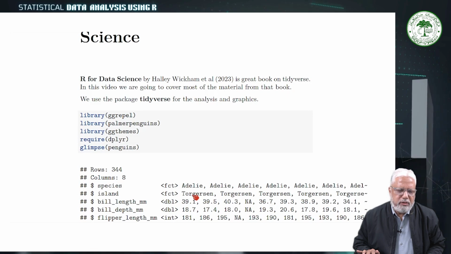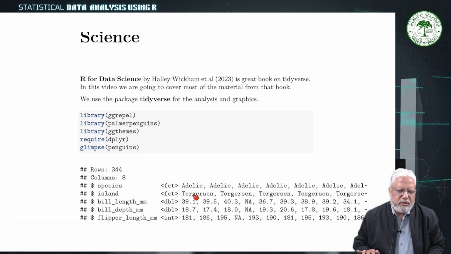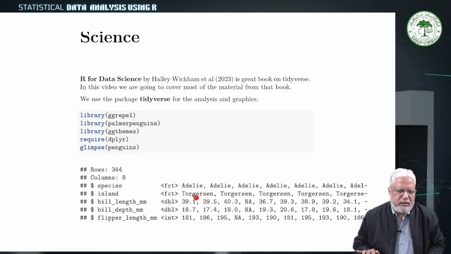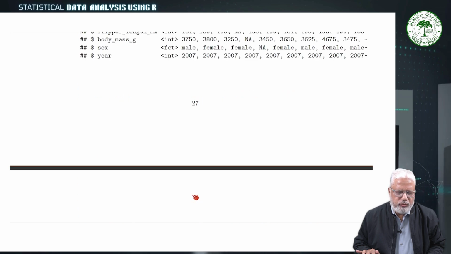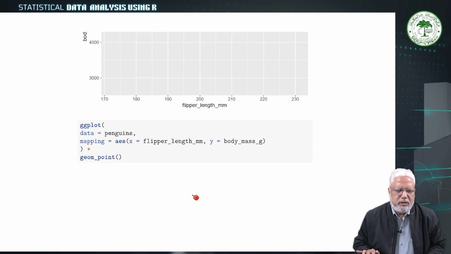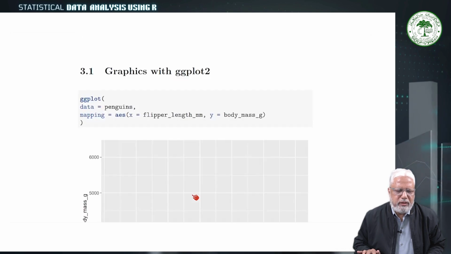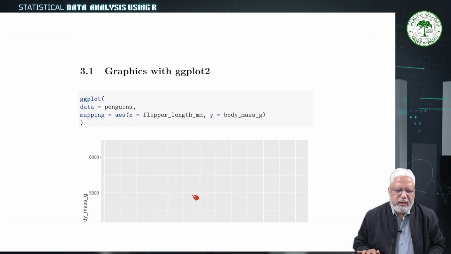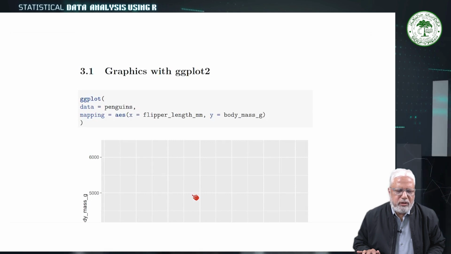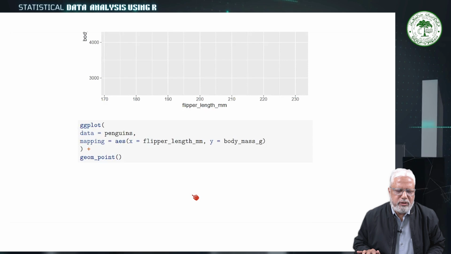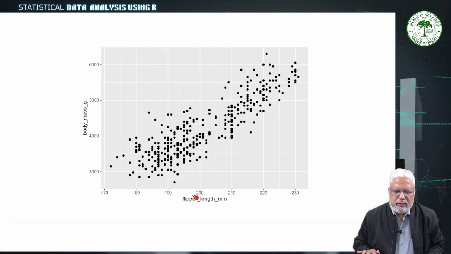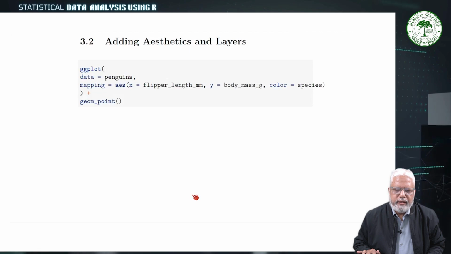So, library ggrepel, library palmerpenguins, and then library ggthemes, the required dplyr, and glimpse penguins. So, these are the glimpses of the penguins data. Here we have already made just aes x is equal to that. So, here there is no geom_point. So, that is why in this graph we are adding geom_point. So, it adds the points also.